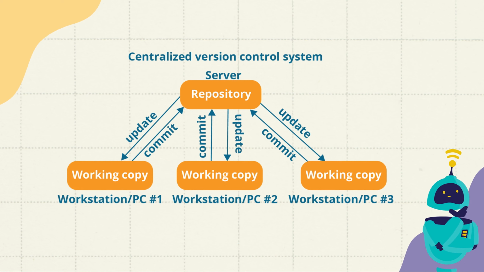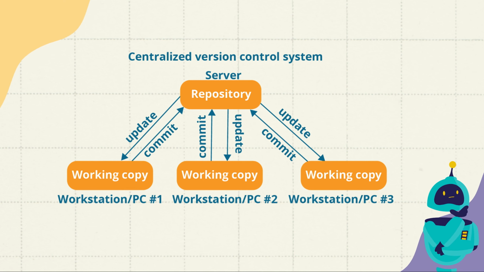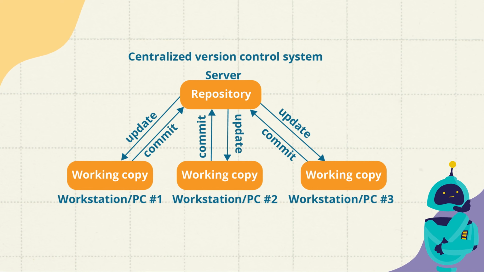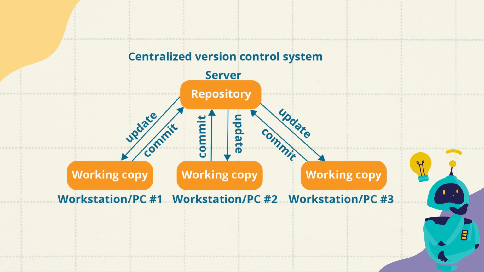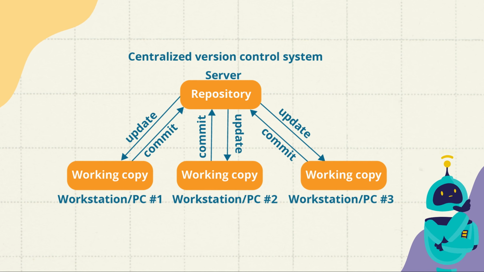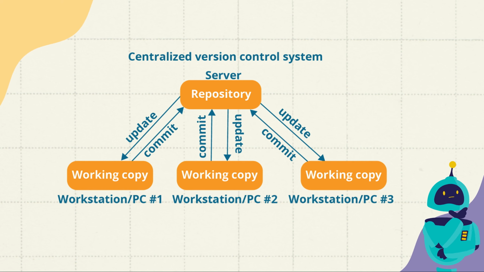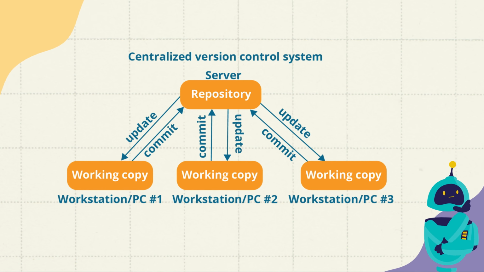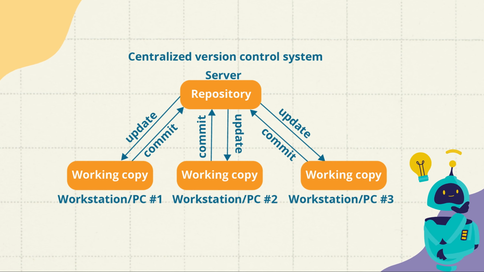So this is the centralized version control system, CVCS in simple form. There is a central server that stores all the versions of your project files, and users check out the files they need to work on. They check out the files they want to update, and everything will be stored centrally in one server. So that is the centralized version control system.